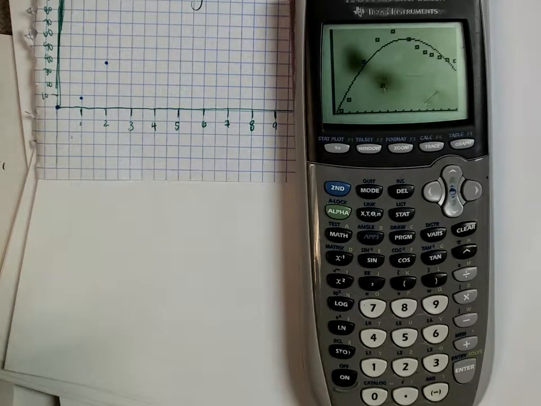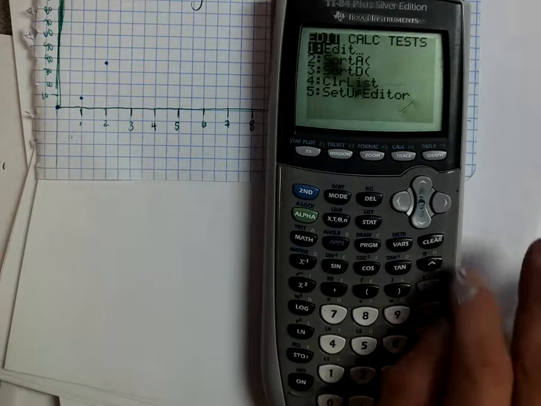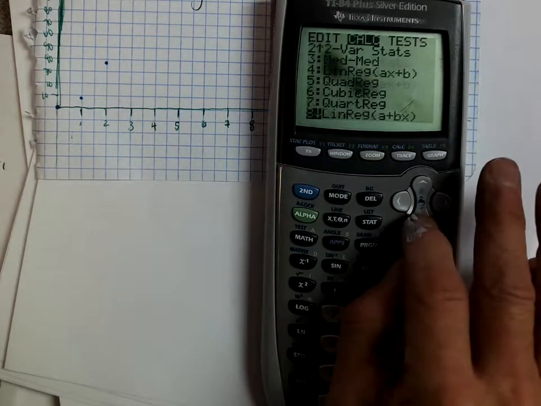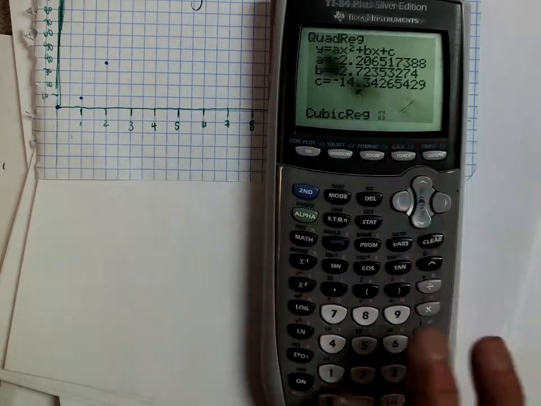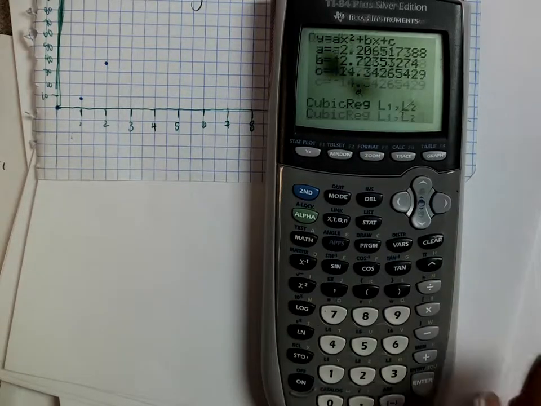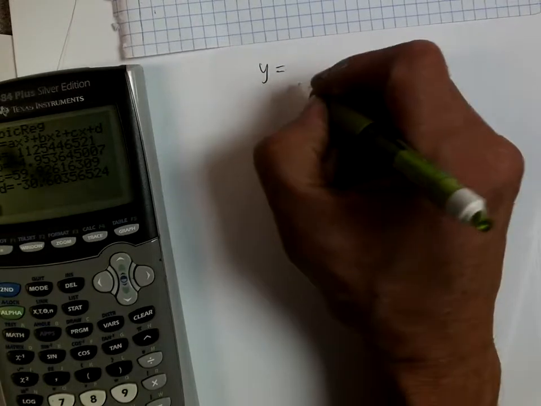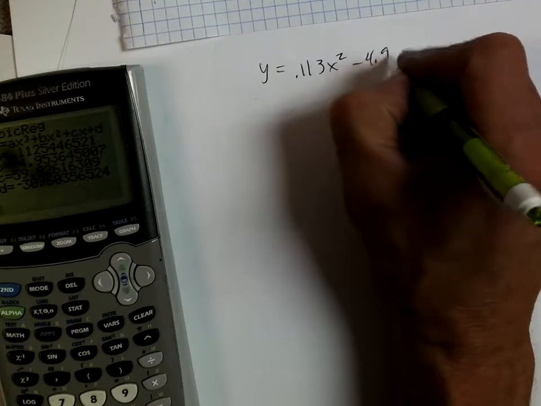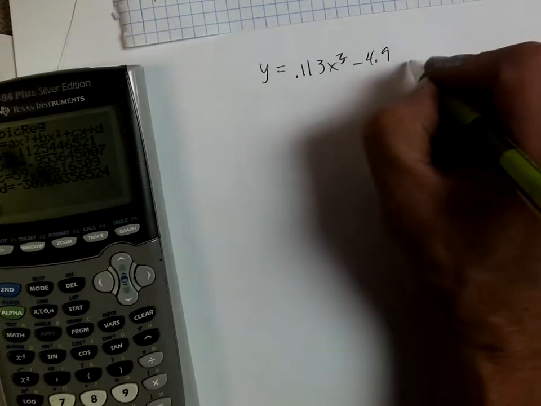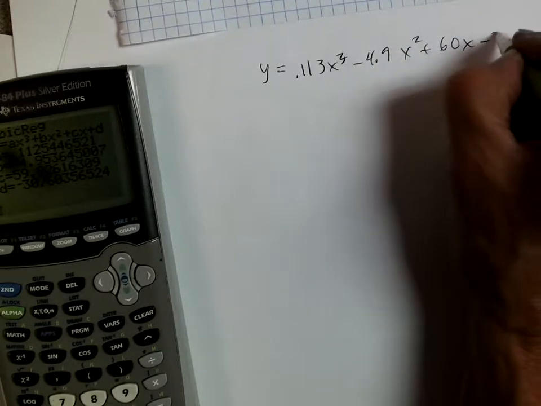Now there is another one that it might look like. What about a cubic? Remember how we did a cubic? All right, hold on. So if I go to my stat, calculate. You just passed a cubic. Oh, I did it. There's my cubic reg. Thanks, Isaac. L1, comma L2. I just want you to watch. You don't need to do this. I'm going to write this equation down. So I'm going to have y equals 0.113x cubed minus 4.9x squared plus 60x minus 30.6.